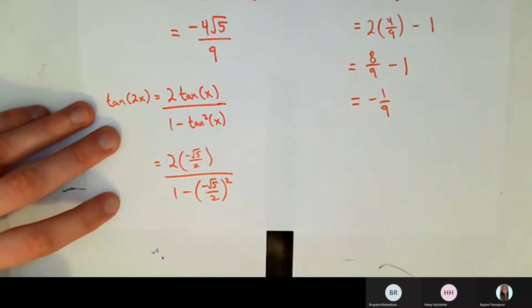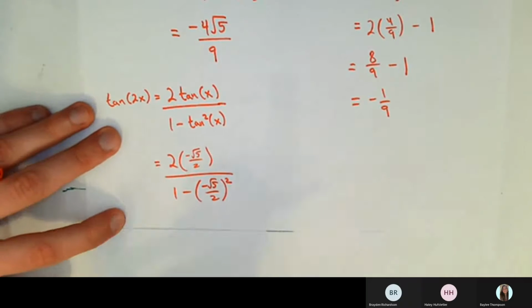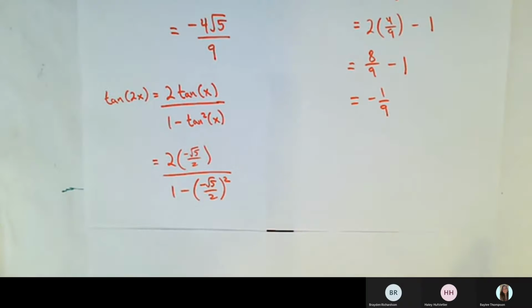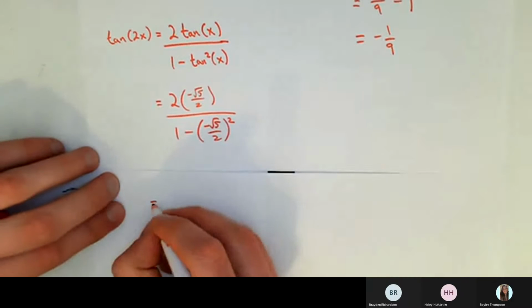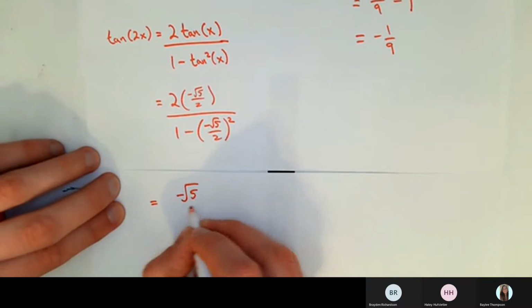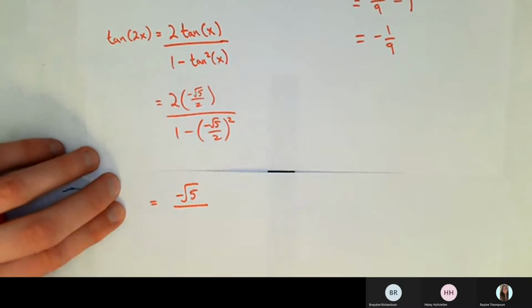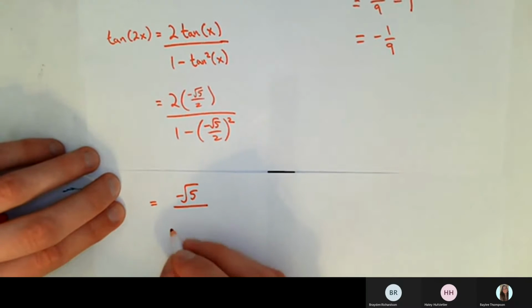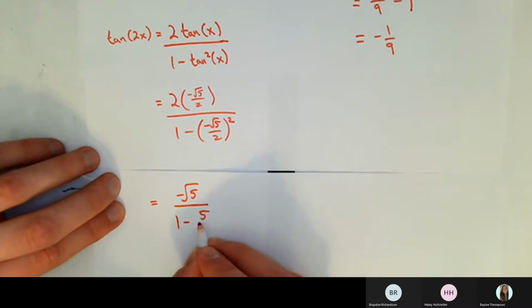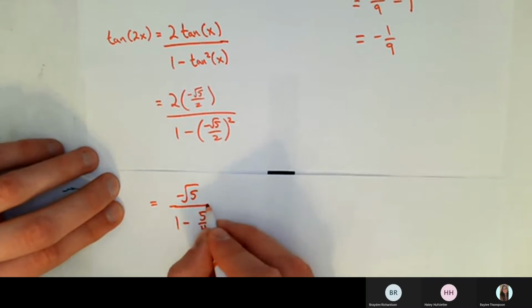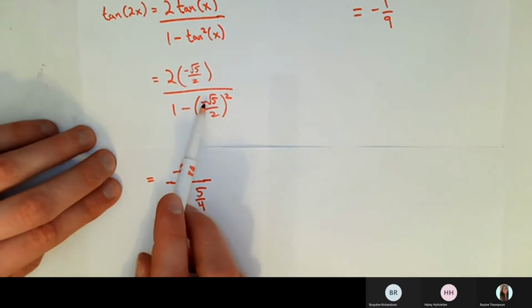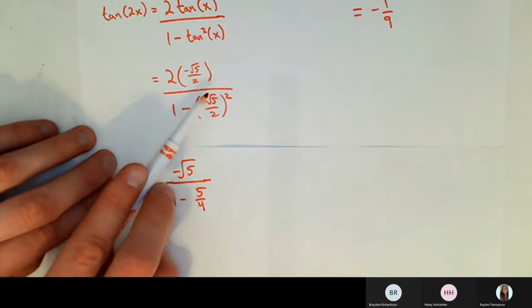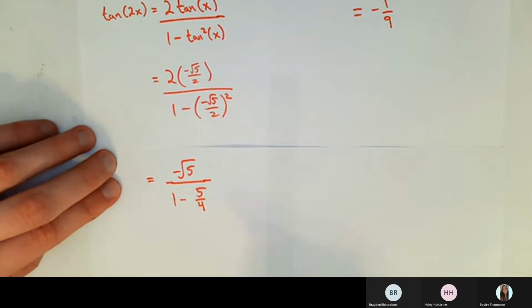So when you see tangent squared like that, or cosine squared or sine squared, that means you take the output of like tangent x and you square it. That's what I'm doing here. Now I'm going to have in the top just a negative square root of 5, because the 2 and the over 2 cancel up there. And then in the bottom, I'm going to have 1 minus 5 over 4. Squaring, the negative is going to go away inside, right? And then square root of 5 squared is 5, and 2 squared is 4.